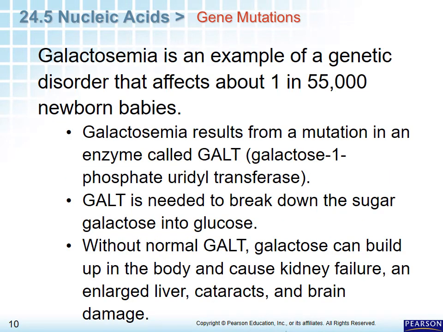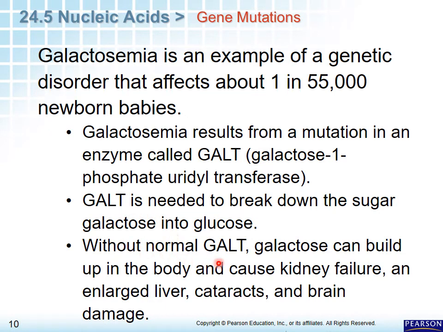Yes, friends. Now let's take the example of galactosemia. Galactosemia is an example of a genetic disorder that affects about 1 in 55,000 newborn babies. Galactosemia results from a mutation in an enzyme called GALT, G-A-L-T, which is galactose-1-phosphate uridyl transferase. GALT is needed to break down the sugar galactose into glucose. So it breaks the sugar from galactose to glucose.